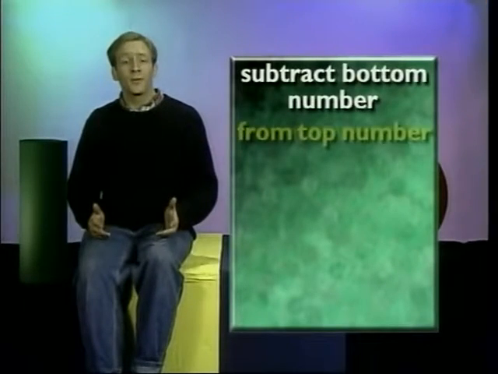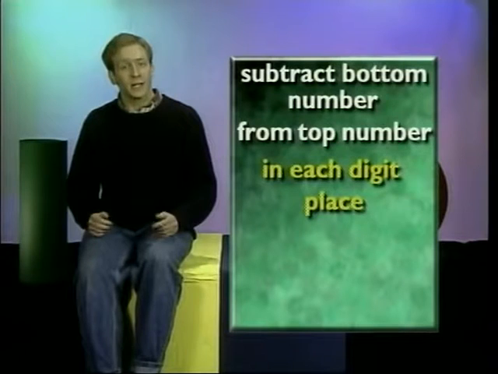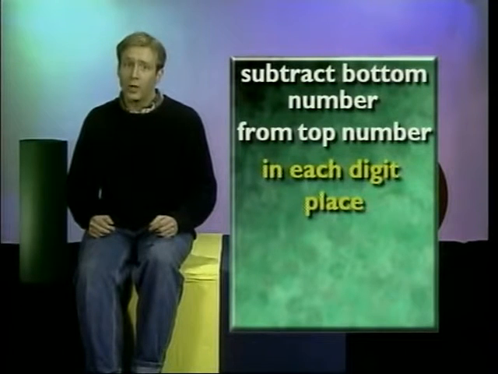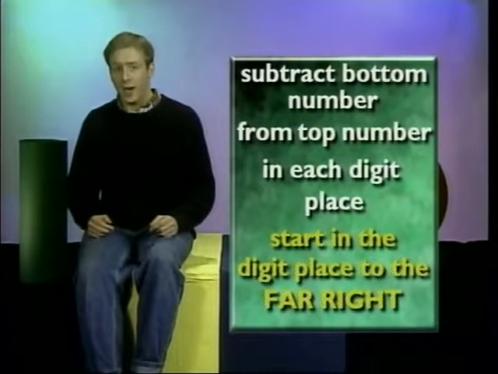Okay, now let's look at subtraction with bigger numbers. In subtraction, just like addition, you generally stack one number on top of the other. You always place the amount you started with on top and the amount being taken away on the bottom. So we'll subtract the bottom number from the top number in each digit place. And just like addition, we always start in the digit place to the far right.